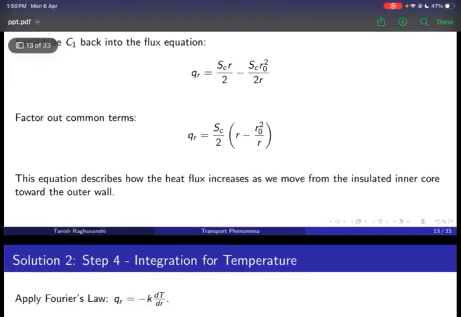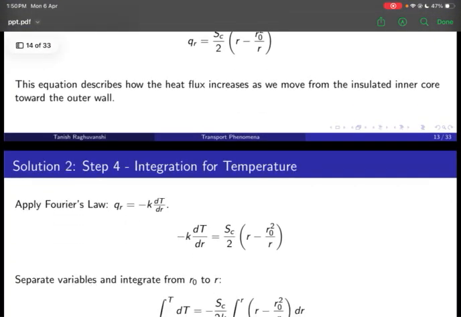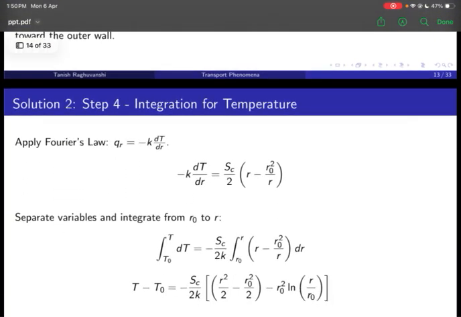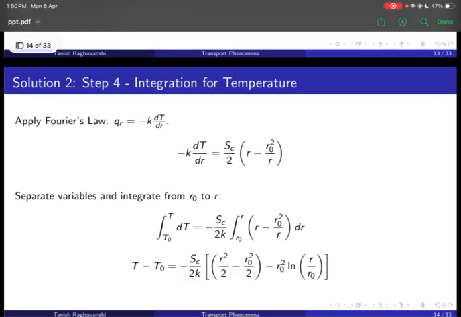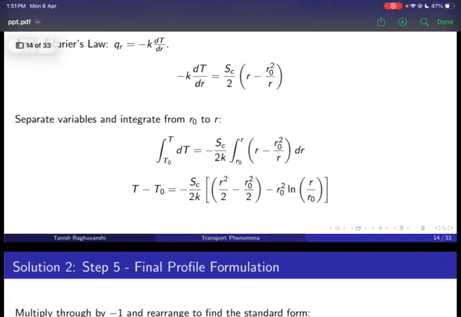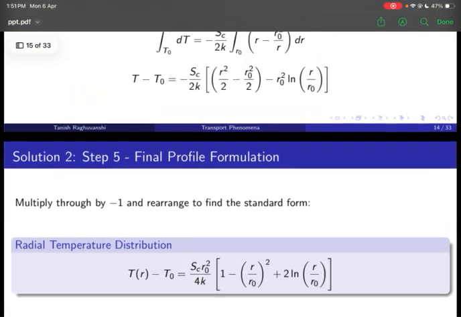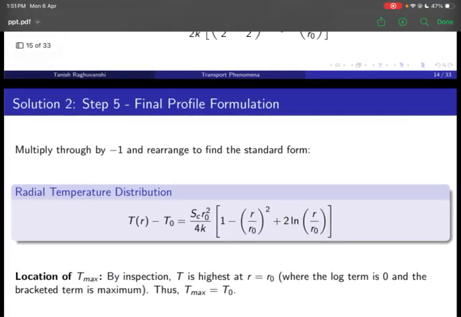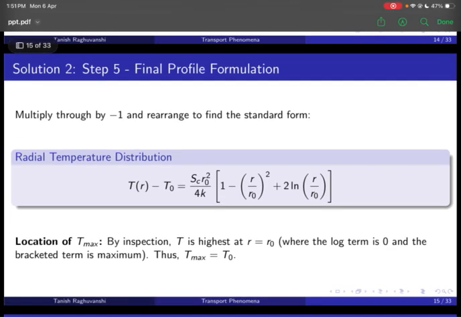Now we can substitute this into the Fourier law, which is that QR is equal to minus K del T by del R. Again, we can integrate this and find the temperature distribution, which was what was originally asked in the question, and find the standard form, which is this.